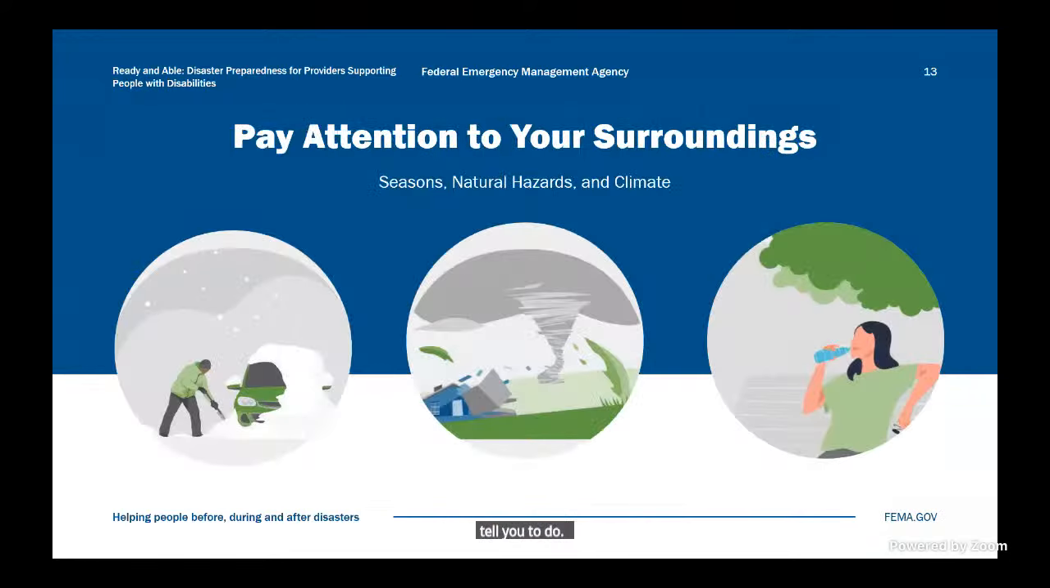So this slide is about paying attention to your surroundings. We all live in different environments, all the people that are attending this training, but we all also move around, maybe for school or work. So we may have moved somewhere we're not as familiar with. We all experience seasons, natural hazards, and climate.